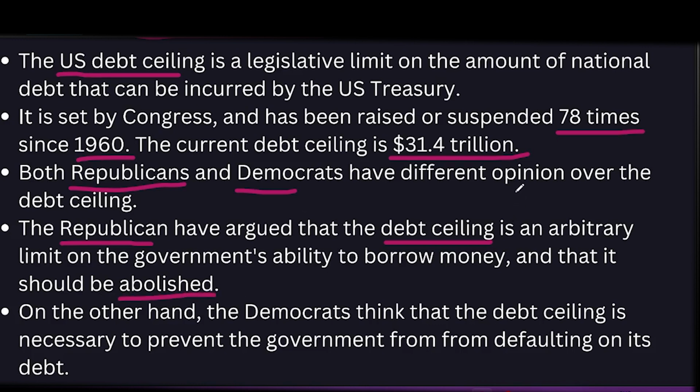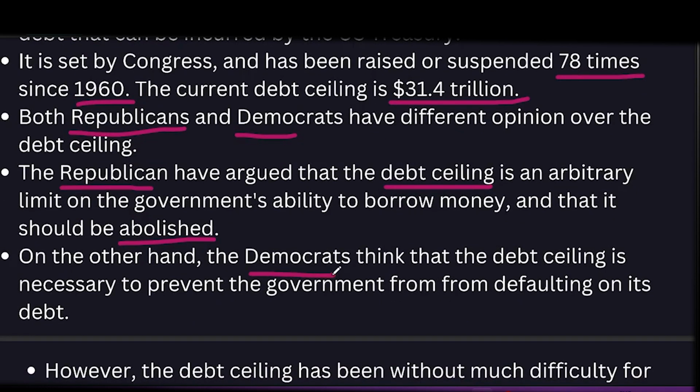The thing with the debt ceiling is that in every country, like in India, taxpayers give money, the government spends that money, and whatever the deficit is, the government borrows. But in the USA, they have put a limit on themselves: if the taxpayer money is less, then they will borrow, but not that much, only a minimum amount. And it has been rising since then. It is 31.4 trillion dollars now, so it has risen a lot.